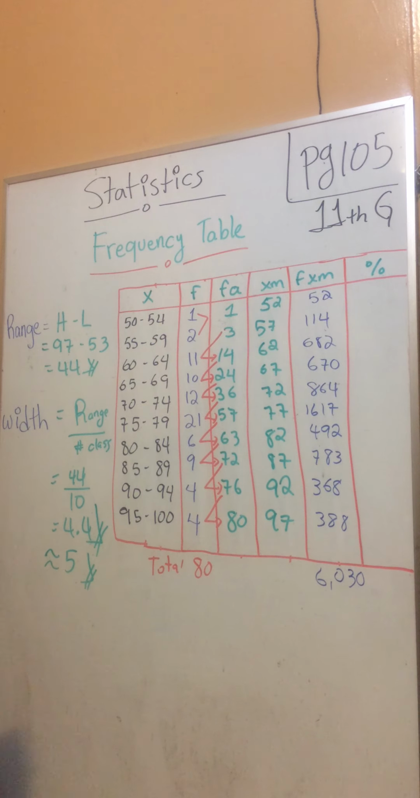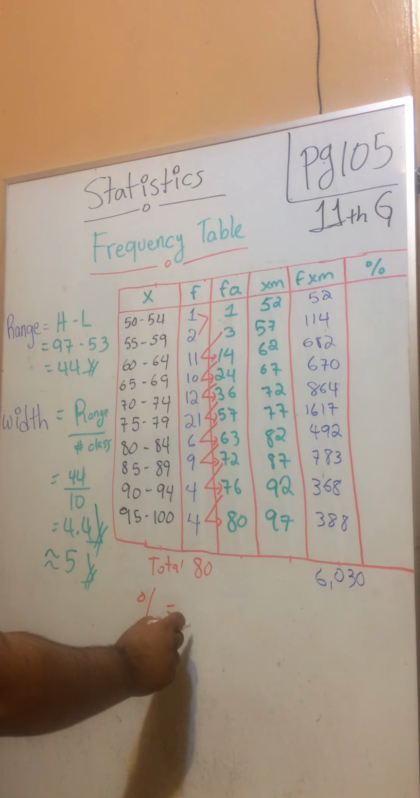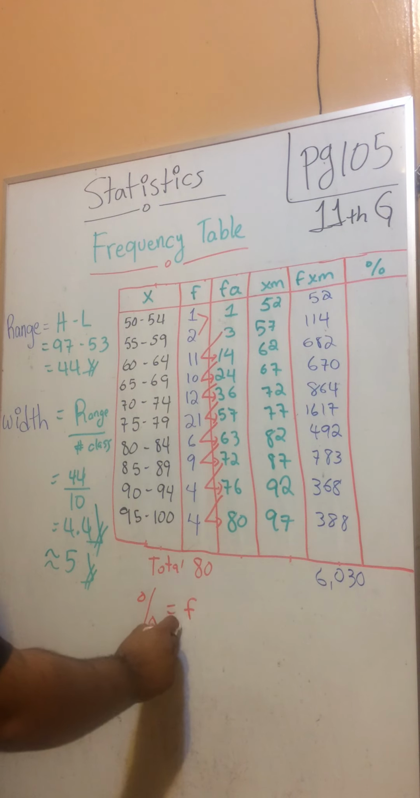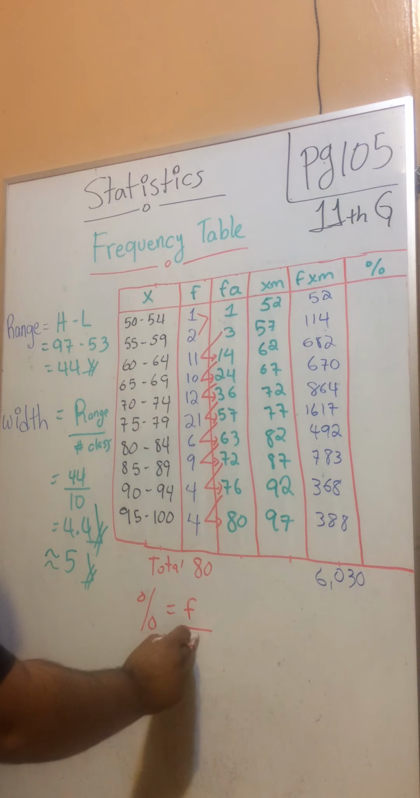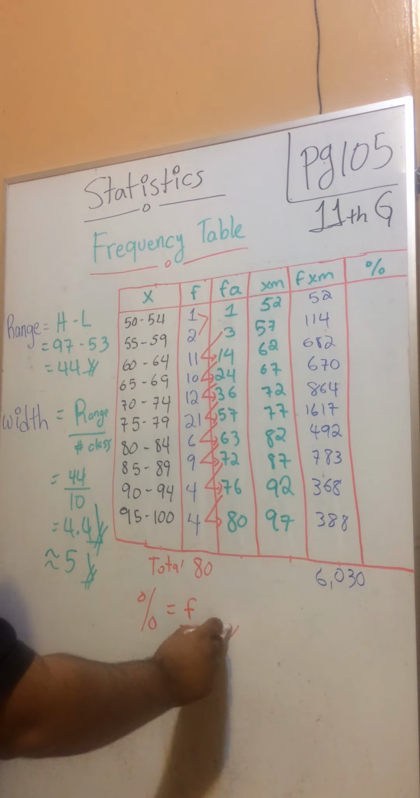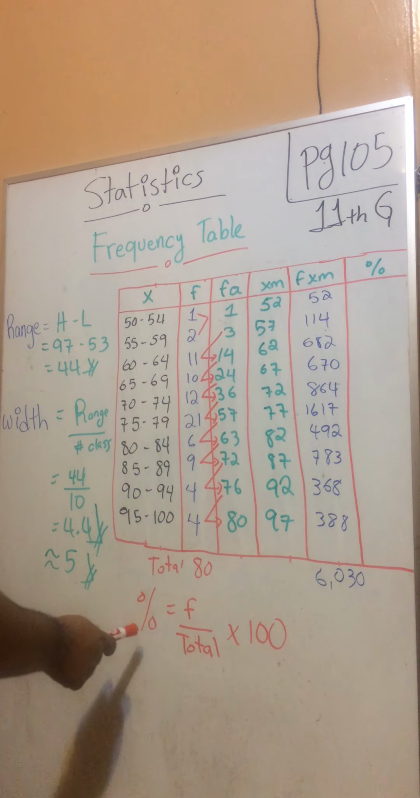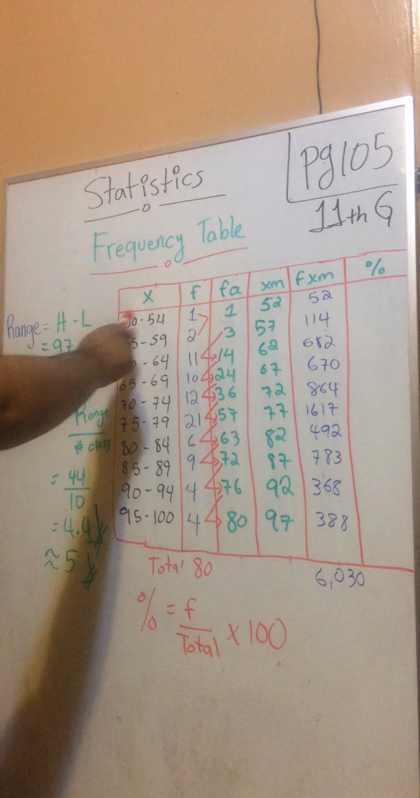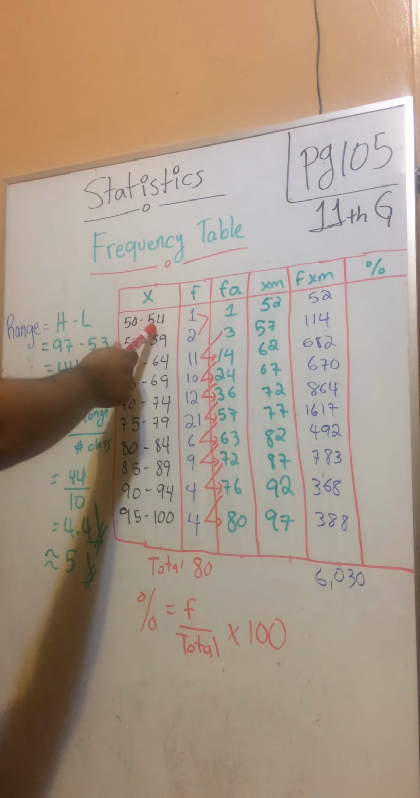So let's do the formula. For the percentage, we're going to divide the frequency by the total amount of data, and then we're going to multiply it by 100. That's going to give us the percentage of each data interval. So how many students do we have that got an exam grade from 50 to 54?